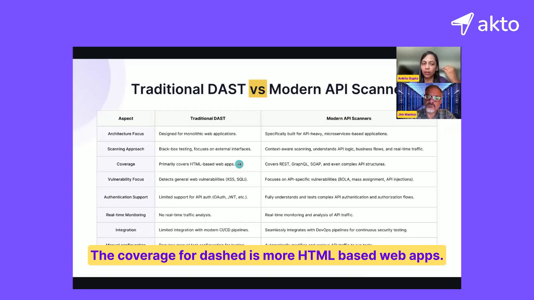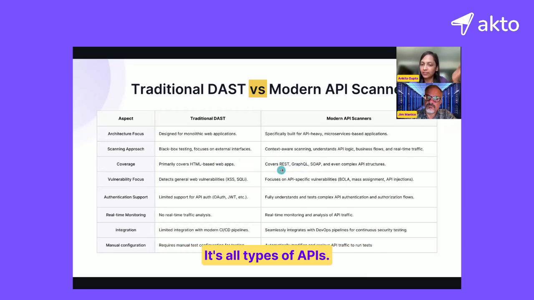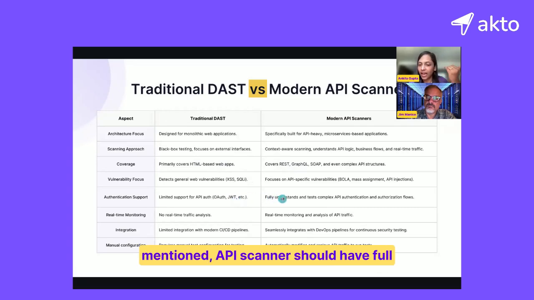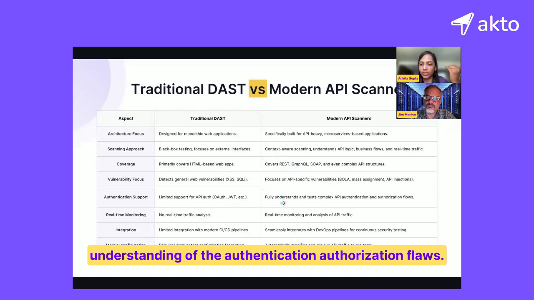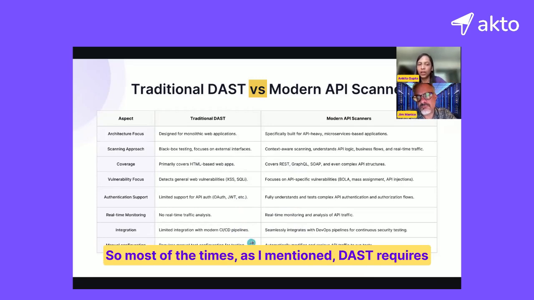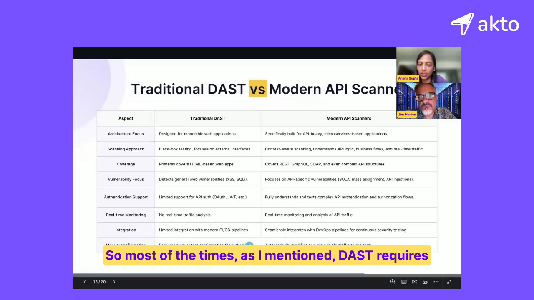The coverage for DAST is more HTML-based web apps. For modern API scanners, it's all types of APIs. On authentication support, as I mentioned, API scanners should have full understanding of authentication and authorization flaws. Real-time analysis is something that DAST doesn't have and API scanners have. CI/CD integration. Manual configuration is a big one, guys. Most of the time, as I mentioned, DAST requires a lot of manual configuration.